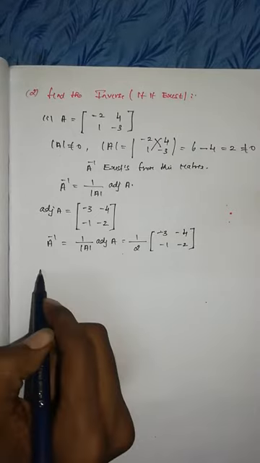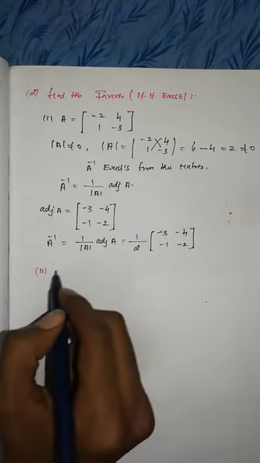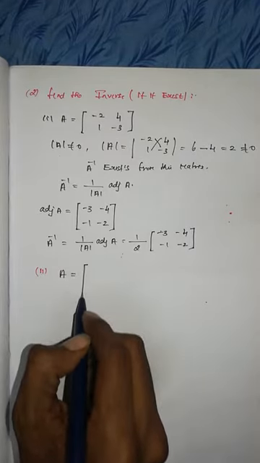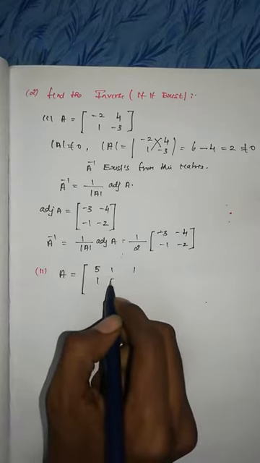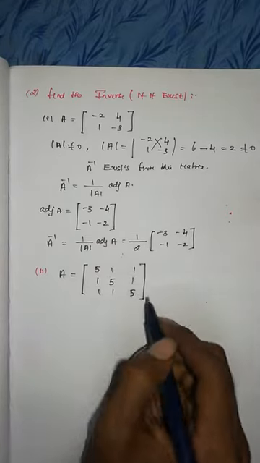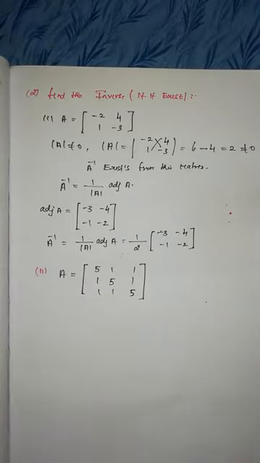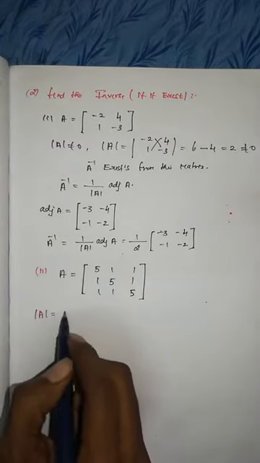The second problem. I am taking that as A. A is 5, 1, 1, 1, 5, 1, 1, 1, 5. Now we need to check whether the inverse exists for this matrix. For this we have to find the determinant. If determinant of A is equal to 0, the inverse does not exist. If determinant of A is not equal to 0, the inverse exists. So I need to find the determinant of A.